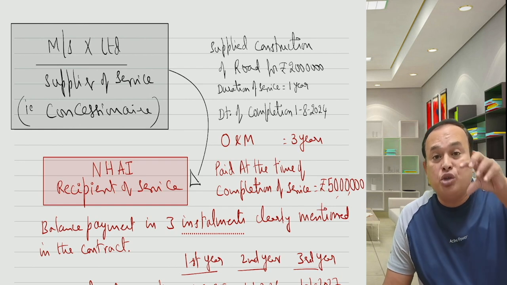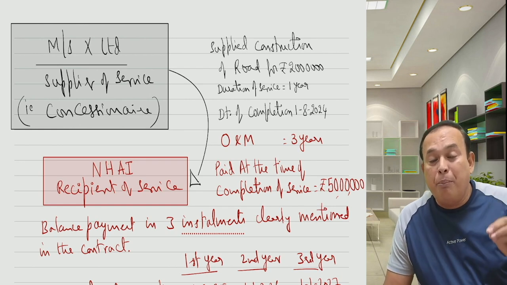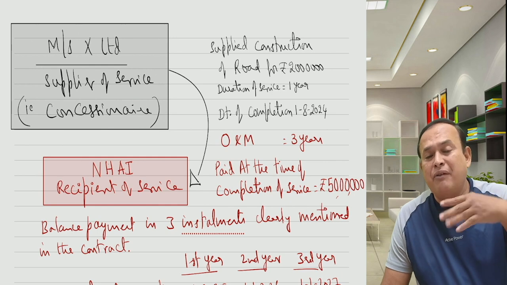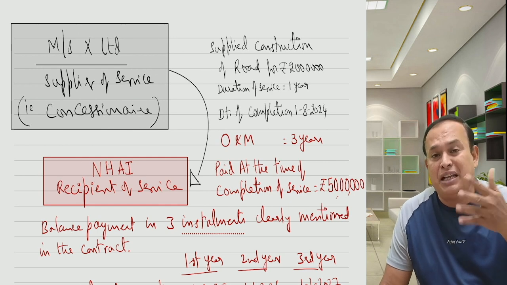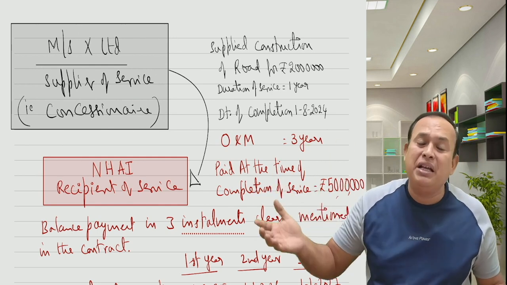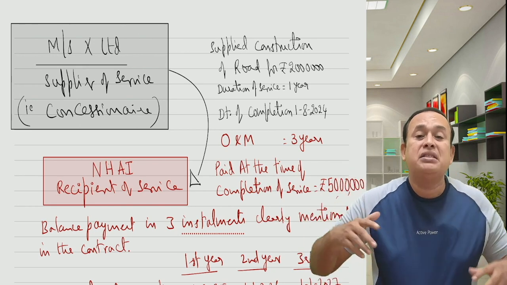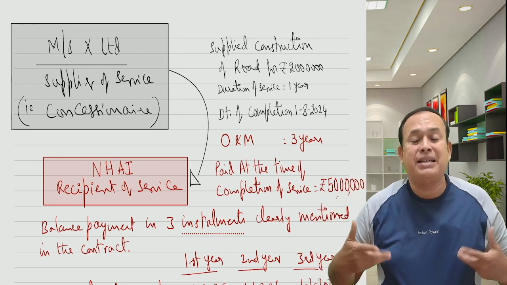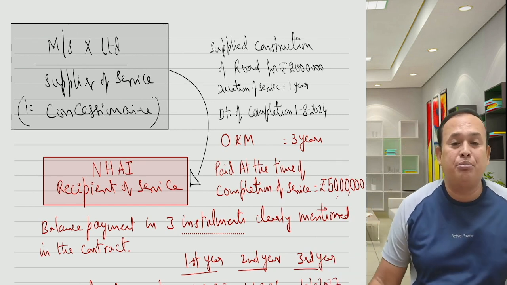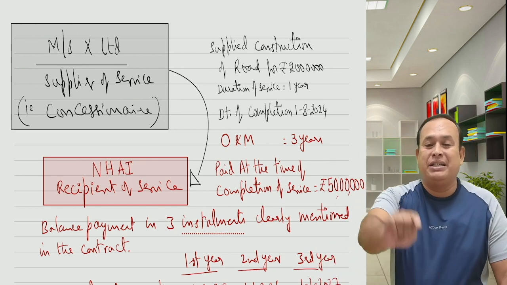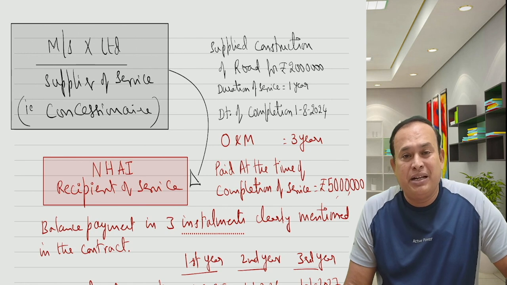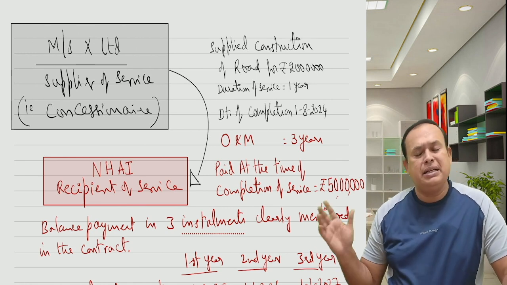Because for the 3 years you have to maintain the road, operations and management, I will release every year 50 lakhs, 50 lakhs, 50 lakhs. Because of the time value of money, instead of 50 lakhs, I will issue every year 60 lakhs, 60 lakhs and 60 lakhs. Namely, 10 lakhs interest also I will pay to you, says NHAI to X Limited. Supplier X Limited, who is a concessionaire in the given case, agreed to that.